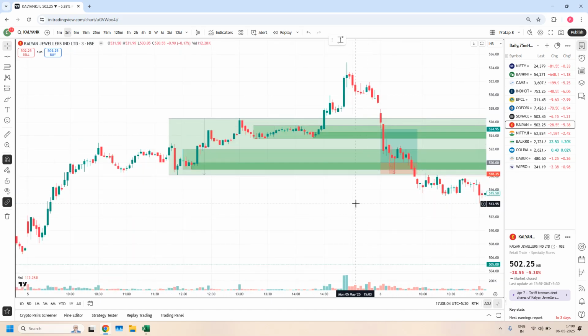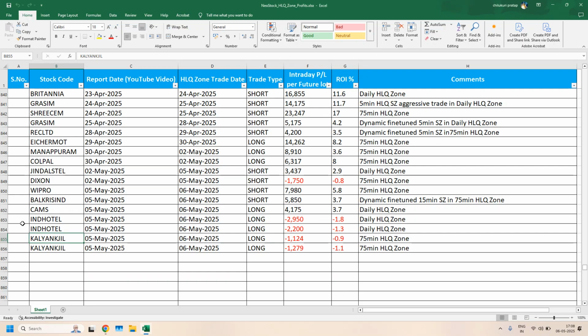Kalyani Jewellers has given 2 order flows as stopped out trades. That means 2 stocks gave 4 stopped out trades today, and 3 stocks gave 3 successful trades. If anybody would have taken a trade in Indian Hotel or Kalyani Jewellers, maybe it's bad luck. You might have lost some money, but hopefully next time you will get profit.